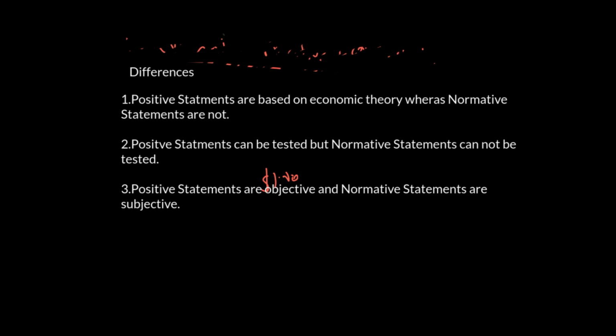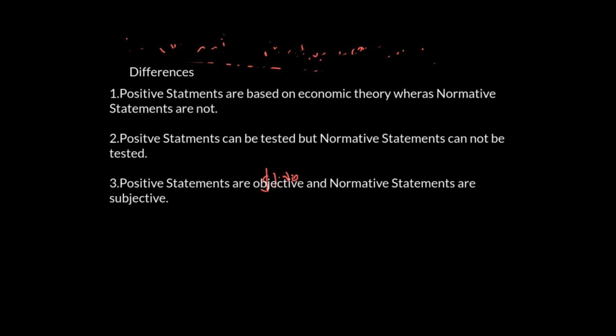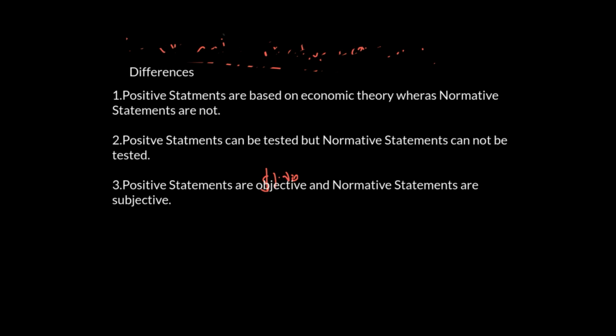The third difference is that positive statements are objective, whereas normative statements are subjective. This is more like how we understand these words in English. Something objective does not come out of my own opinion, and that will be a positive statement. Something which is basically my own opinion, something that I believe rather than what actually is the fact, is going to be a subjective statement. So we'll really understand what these statements mean when we start doing the examples.